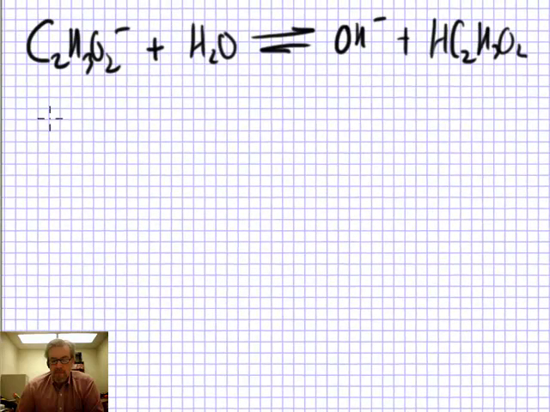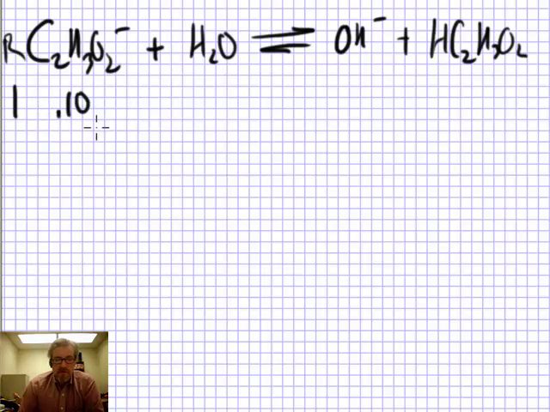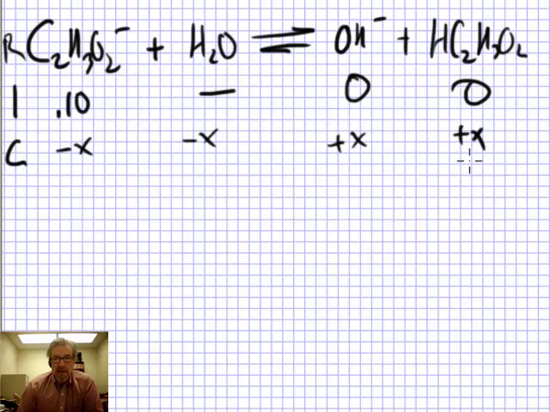Now let's make a RICE chart. We've already got the reaction here. Initial concentration, well, this is a 0.10 molar solution. Water, remember, we don't care about because it's not in our equilibrium expression. Hydroxide and acetic acid concentrations are zeros initially. The change, there's one-to-one stoichiometry, so we lose x for both reactants and we gain x for both products. At equilibrium then, our concentration of acetate ion will drop to 0.10 minus x. Water we are still not concerned about. And hydroxide ion concentration and acetic acid concentration will both be x.